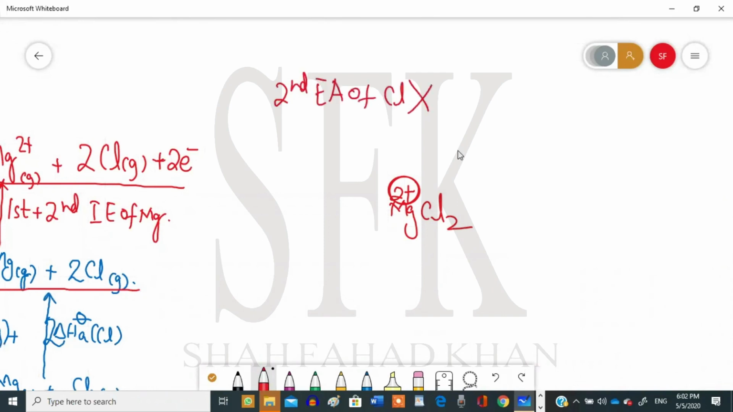this is not the second electron affinity of chlorine. This is actually going to be each of the chlorine atoms gaining one electron. This would mean that this is going to be twice the first electron affinity of chlorine. Now I'll explain what I just said.